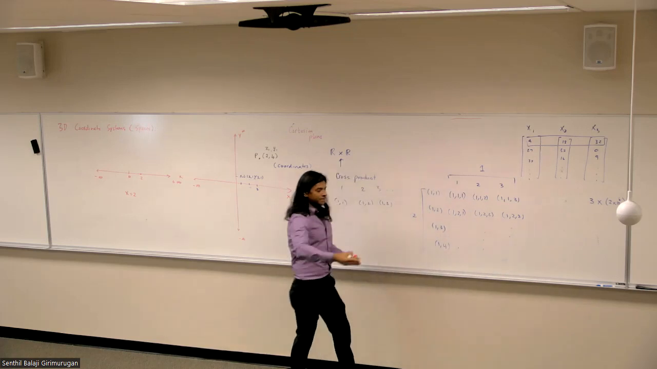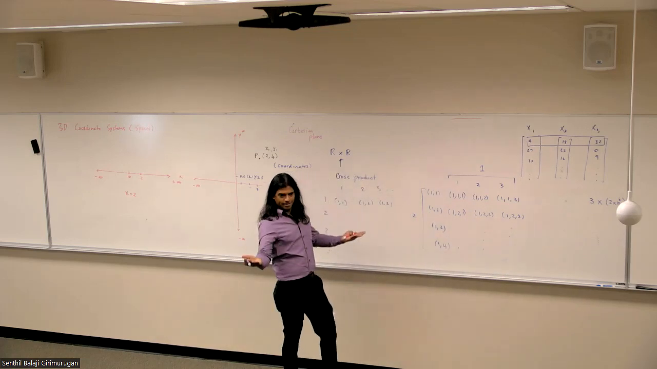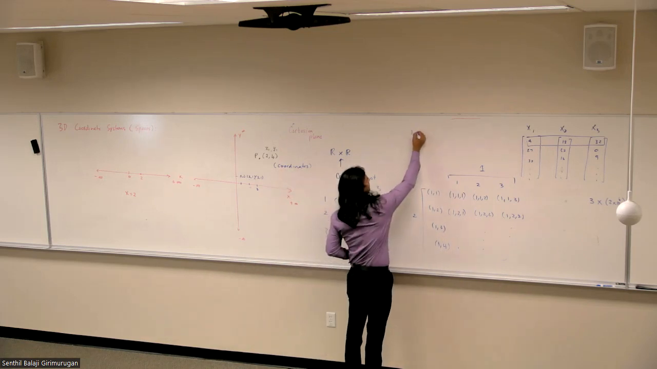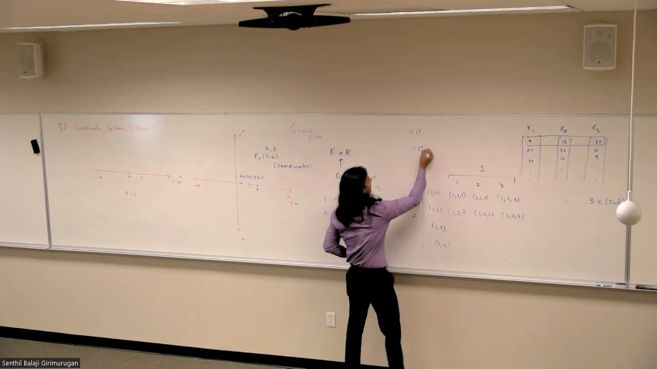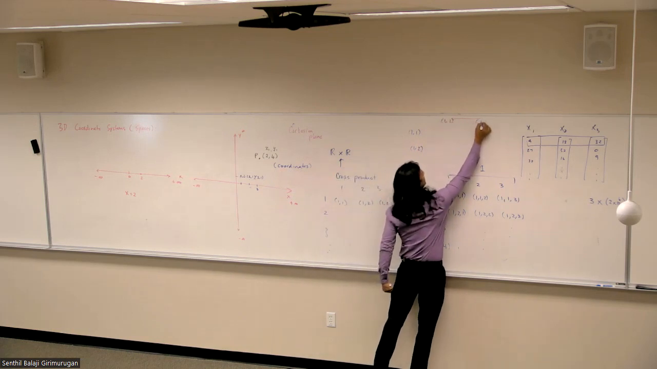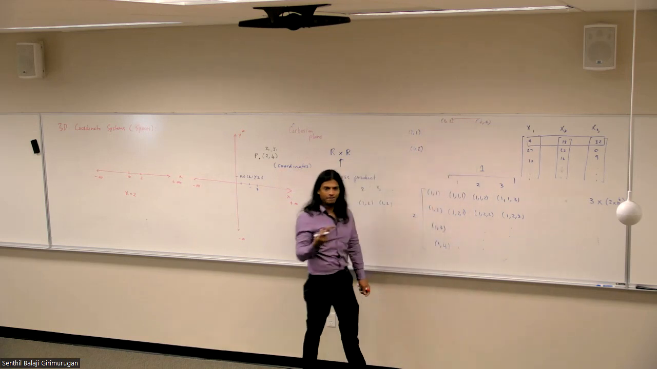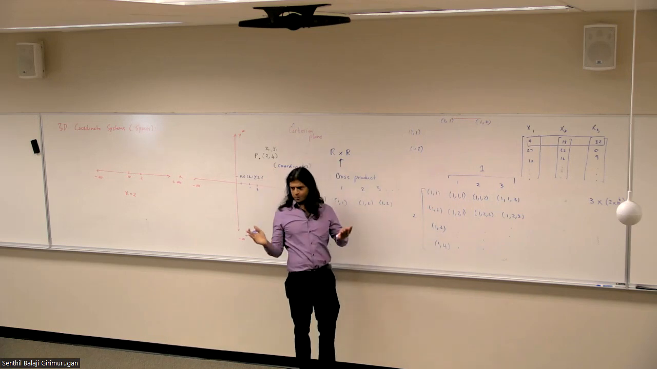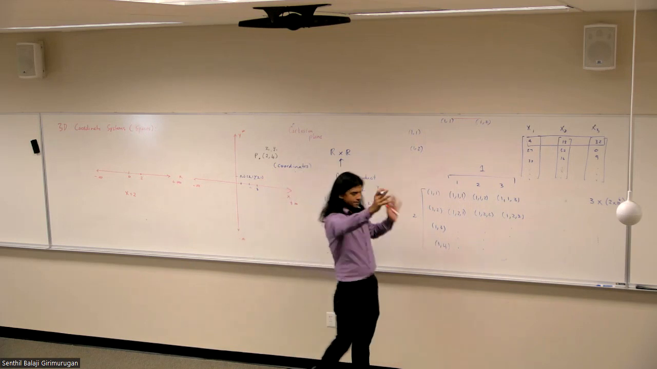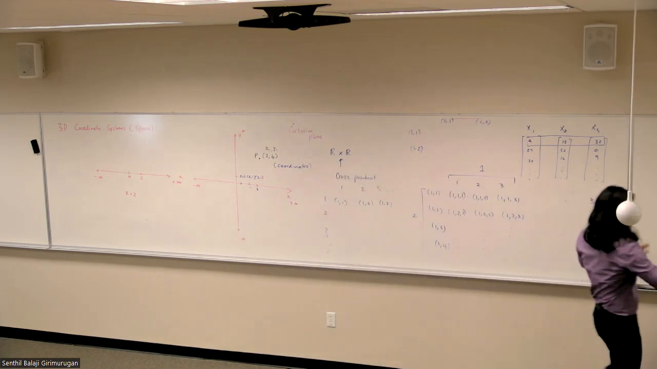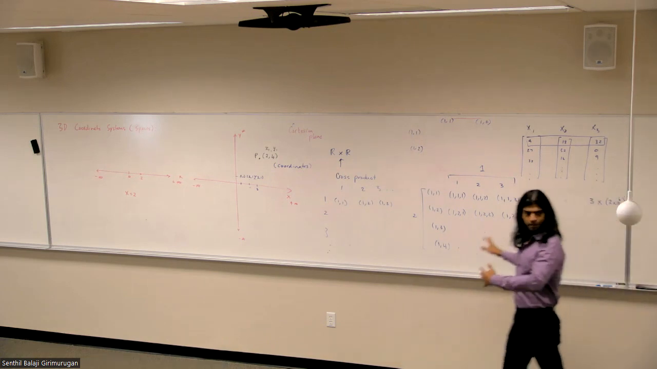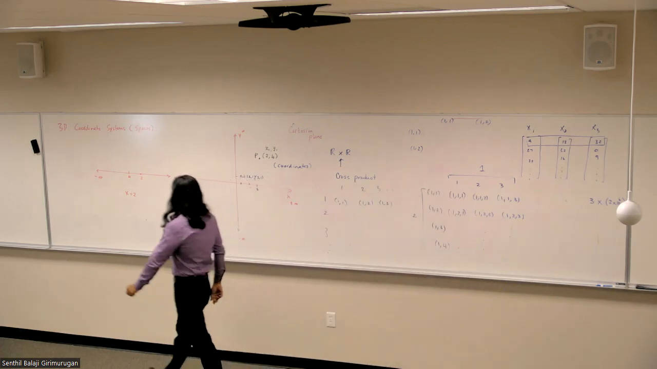I can also do R2 by R2 in the sense I could pick 1, 1, 1, 2, 1, 1, 1, 2. I can create 4-dimensional points. So that's what we mean by cross product and getting the entire space. Moving on to 3 dimensions.